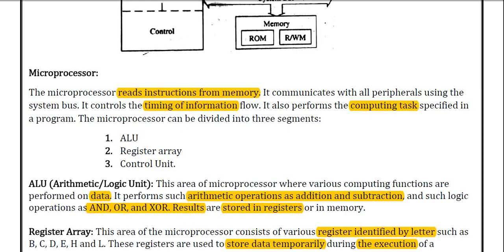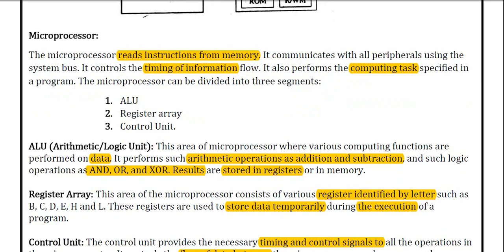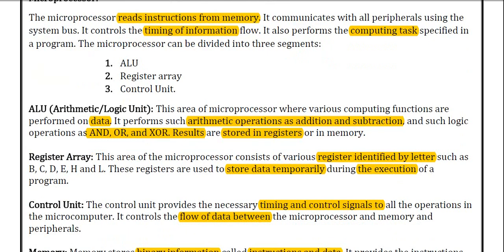A microprocessor can be divided into three segments: the ALU (arithmetic logical unit), the register array, and the control unit. The ALU is the area in the microprocessor where various computing functions are performed on data. It performs arithmetical operations such as addition, division, subtraction, and multiplication, as well as logical operations such as AND, OR, XOR, etc. Results are stored in the register or the memory section.